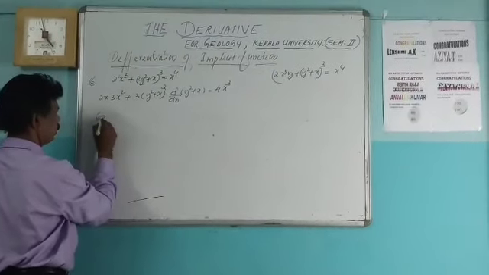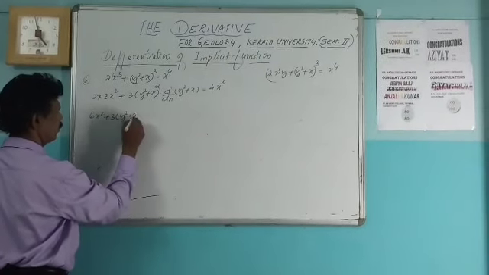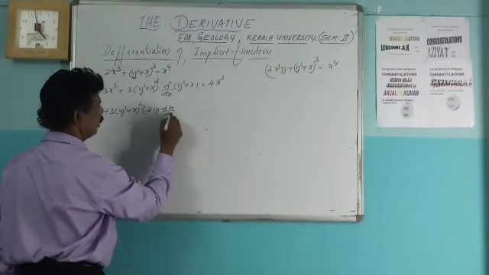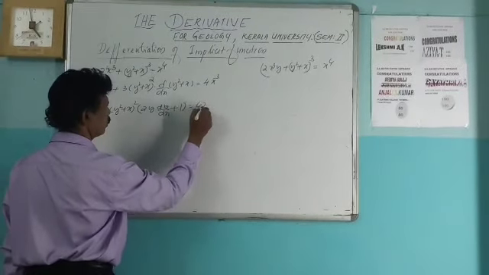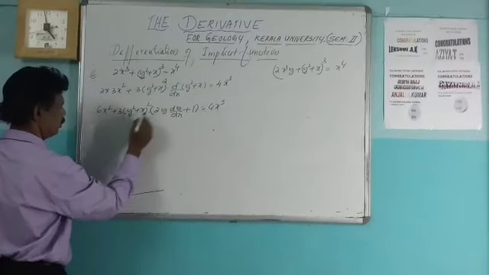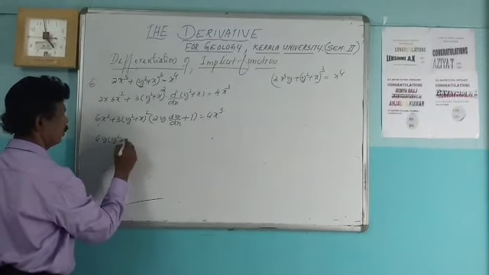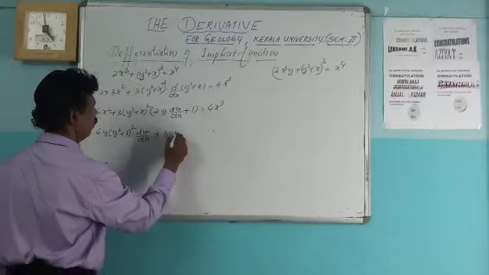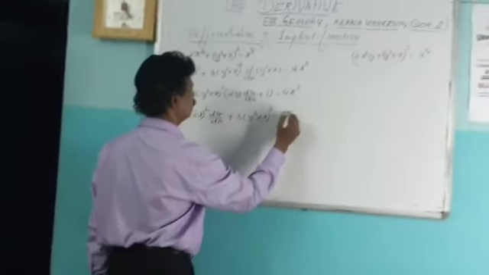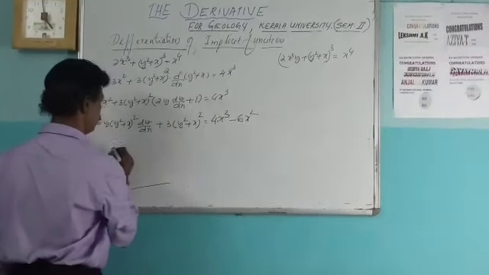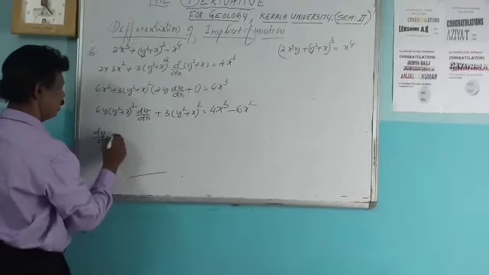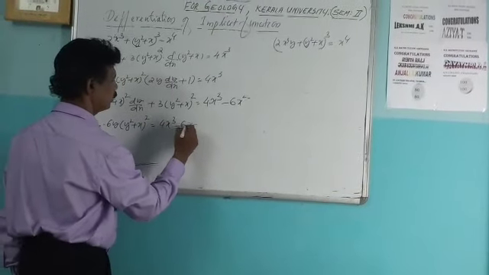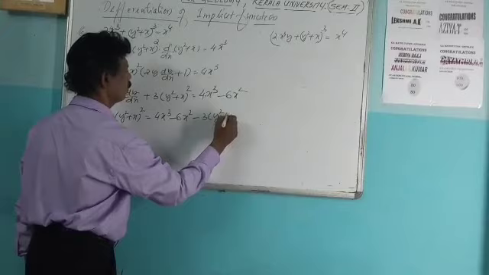Okay, that is 6x square plus 3 into (y square plus x) the whole square into d by dx of y square, 2y into dy by dx, and d by dx of x, 1, equal to 4x cube. Then take this term on the right side, that is 6y into (y square plus x) all square into dy by dx plus 3 into (y square plus x) the whole square equal to 4x cube minus 6x square. Okay, that is dy by dx into 6y into (y square plus x) the whole square equal to 4x cube minus 6x square minus 3 into (y square plus x) all square.